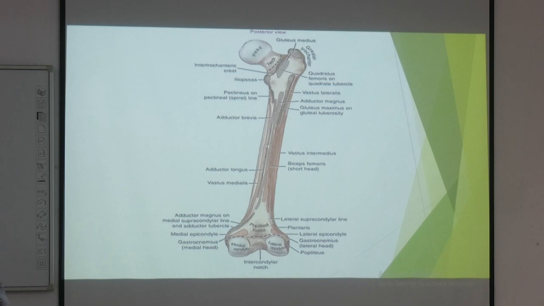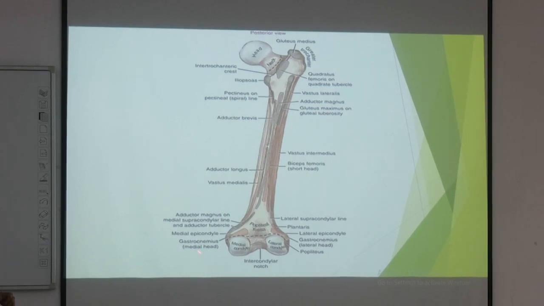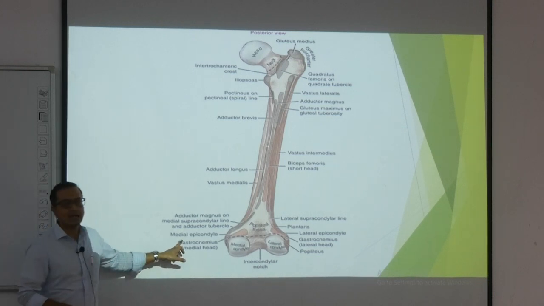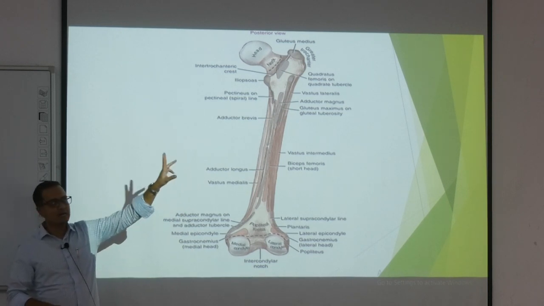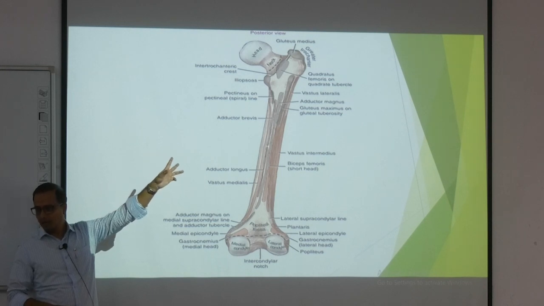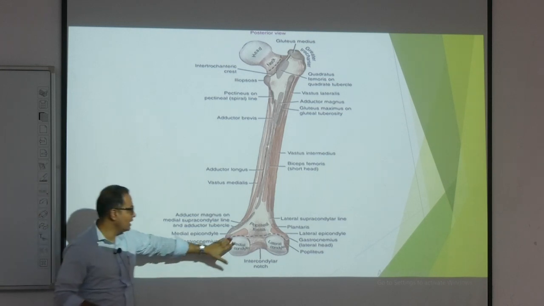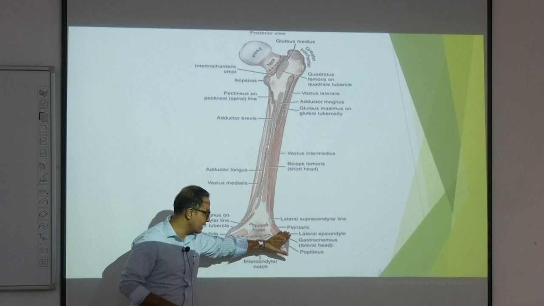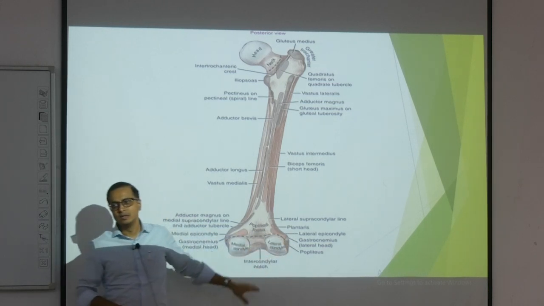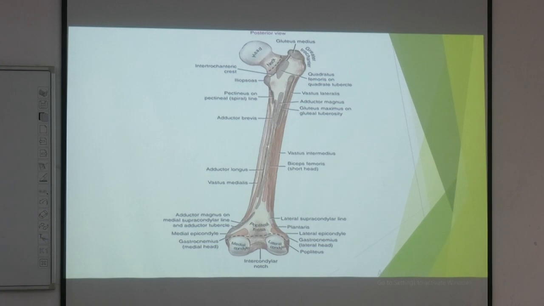That's it. Now, coming to the last, not the least, the lower part. In the lower part, we have two epicondyles, the medial epicondyle and the lateral epicondyle. On top of the epicondyles, we have a muscle attached, which we call the gastrocnemius. The gastrocnemius looks like a Y. It has a belly and it splits. It has a medial head and a lateral head. The medial head of the gastrocnemius is attached to the medial epicondyle. The lateral head of the gastrocnemius is attached to the lateral epicondyle.